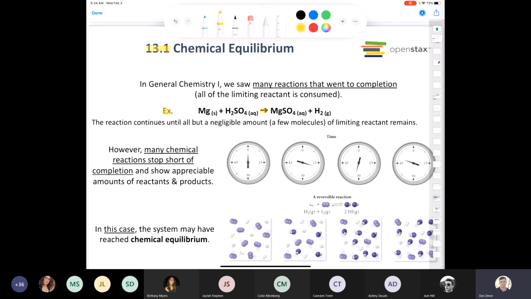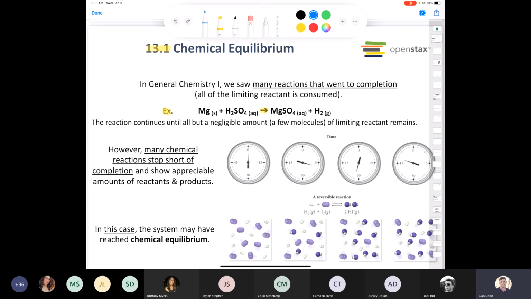That means you started with reactants and you ended up with just the products and you had no reactants left over. So if you take magnesium metal and you put it in sulfuric acid in a test tube, what you'll see is bubbles being formed, and those bubbles are hydrogen gas being released. And if you watch the reaction for long enough, eventually all the magnesium will disappear. That is an irreversible reaction, gives us only products. The reaction just keeps going until there's basically a negligible amount of magnesium left, or maybe no magnesium left.